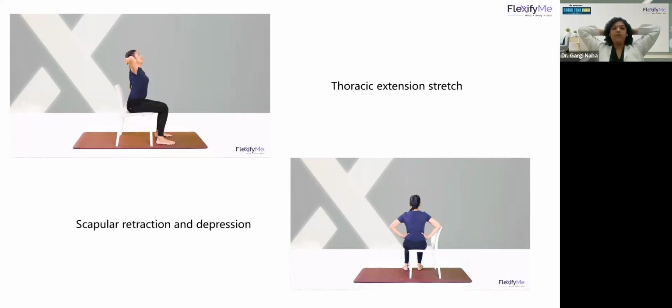Keep some space between the chair back and your spine. Now, slowly extend your spine. Open your elbows as much as you can so that you feel a nice stretch in your front chest muscles, and then look upwards. Somewhat like this. This should be the posture.